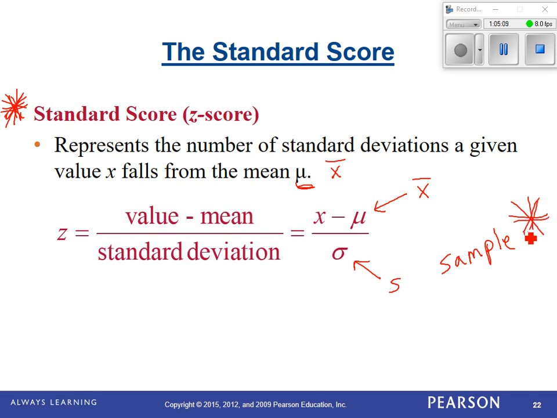This is probably one of the top 5 most important things. Finding Z-scores.